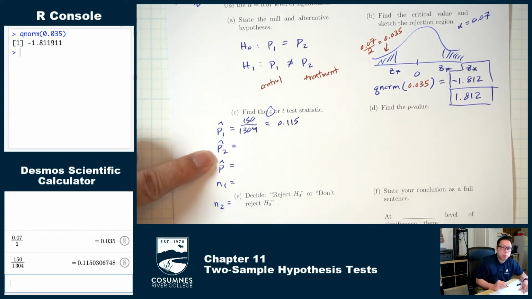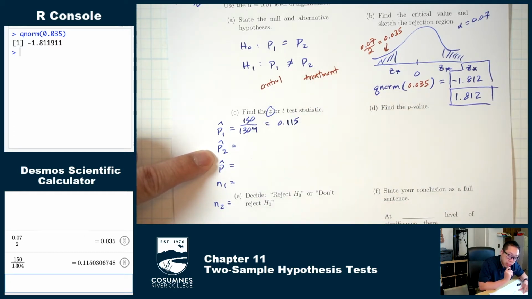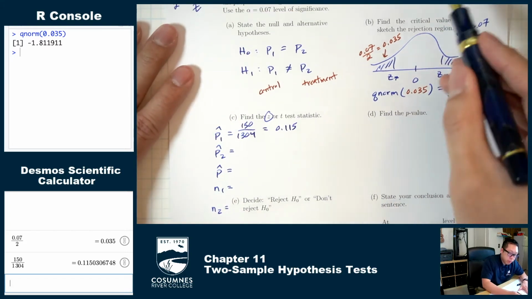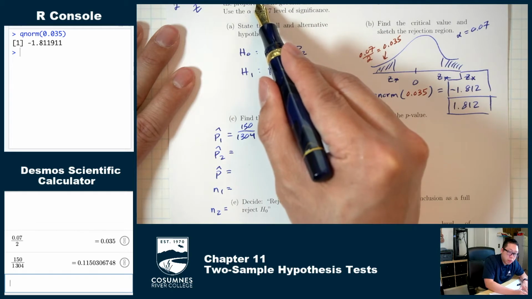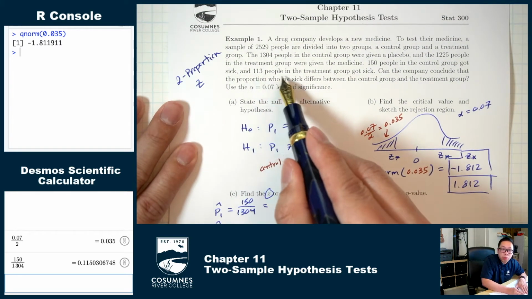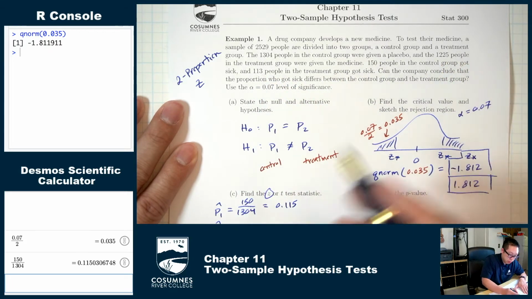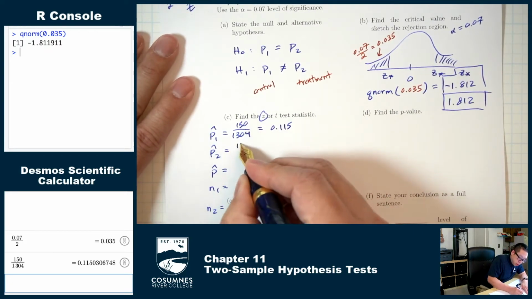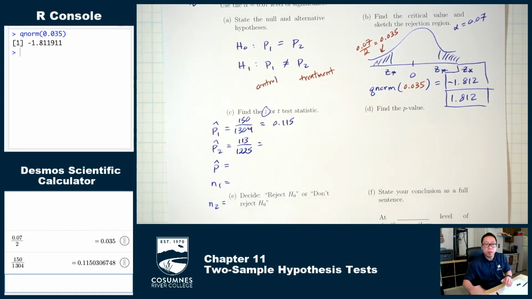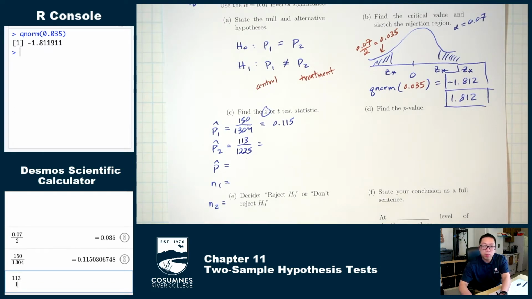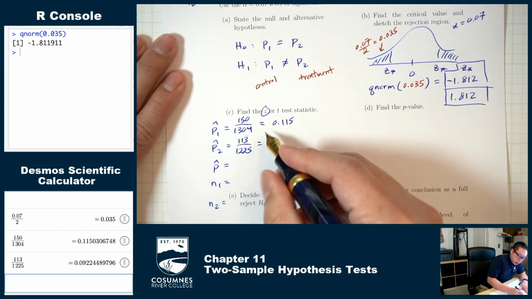P2 hat is the proportion for my second group, which is the treatment group. So how many total in the treatment group and how many people got sick? 1,225 people in the treatment group and 113 people in the treatment group got sick. So it's going to be 113 out of 1,225. So 113 out of 1,225, 0.092. So round these to 3 decimal places.